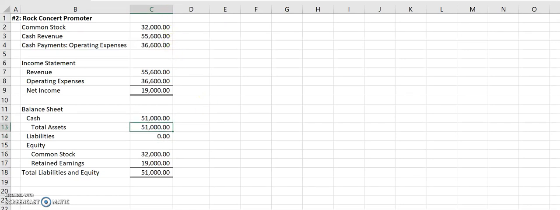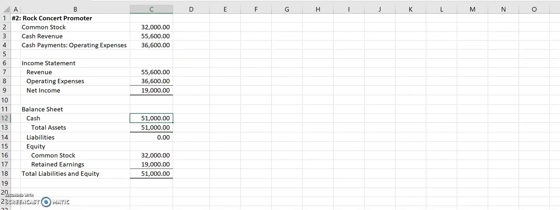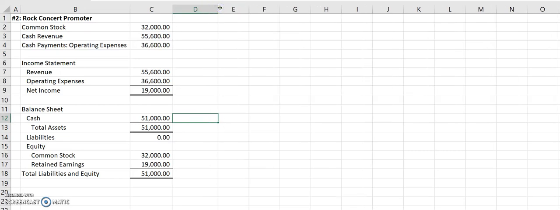The other way we could go about this is cash. The other way we could compute that off to the side here, just to make sure we get the same number, is that we started with no cash. Cash went up when we sold our common stock. Cash went up again when we had our cash revenue. Cash went down when we paid for those operating expenses, $51,000. I kind of like the shortcut approach. It's a little more direct and easy. Kind of back into that cash balance.